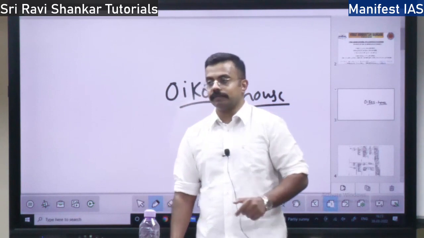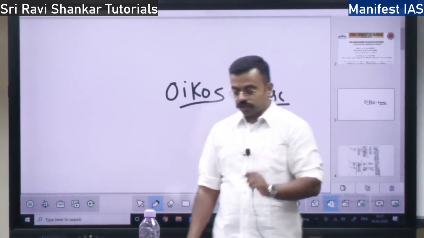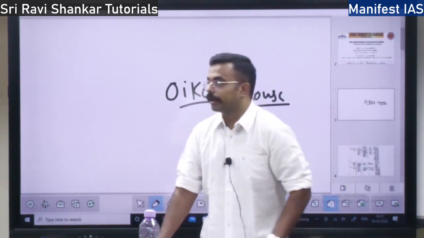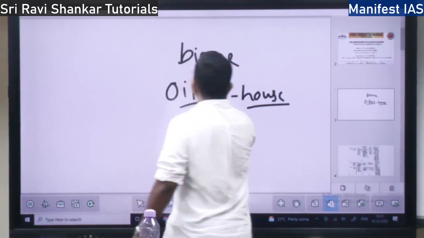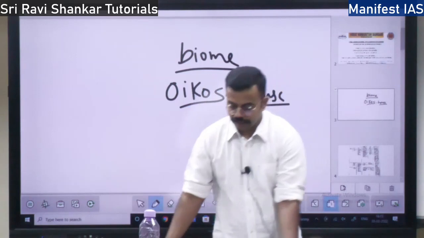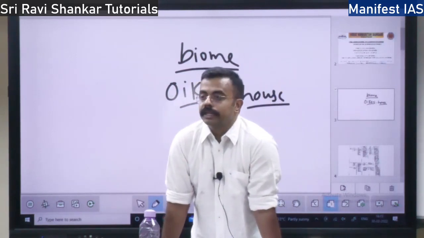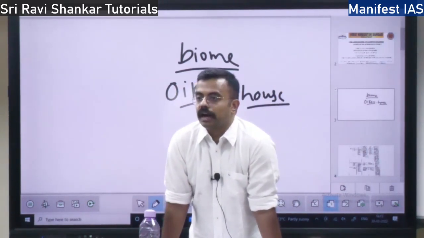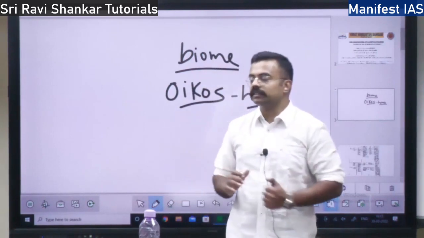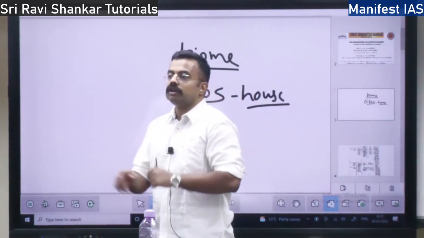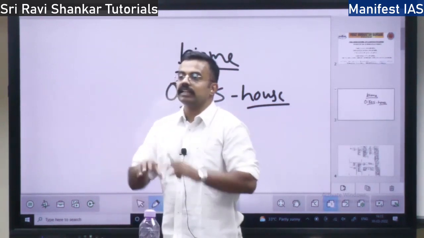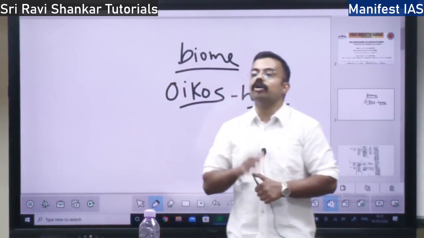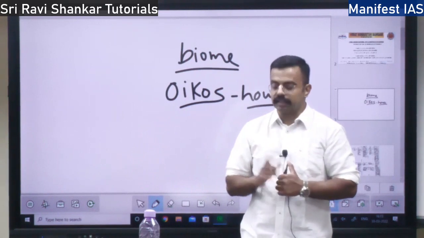Terrestrial means on land. So there we have this concept of biome, B-I-O-M-E, biome. So what is a biome? Biome means a plant and animal community in a particular geographical area. So let's say there is this Western Ghats. Whatever plants and animals are there in the Western Ghats, they together constitute the biome of that particular place, right? Okay.